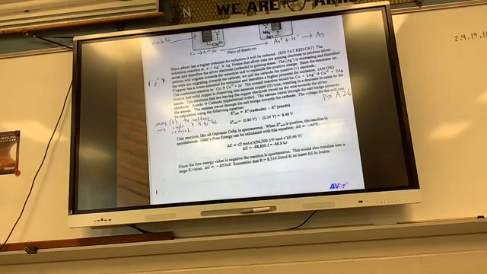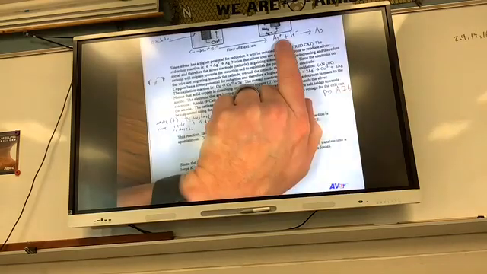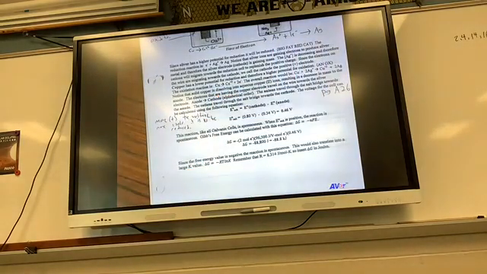I also have silver plus 1. Silver plus 1 is what? 0.80. So which one of these is being reduced? Silver, right? Because it's more positive.